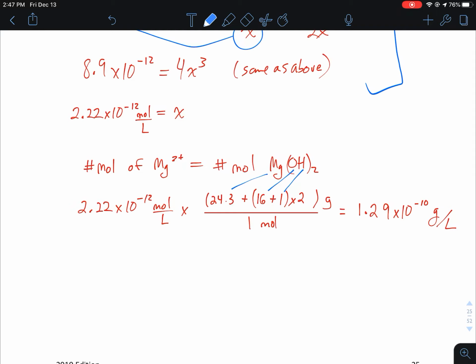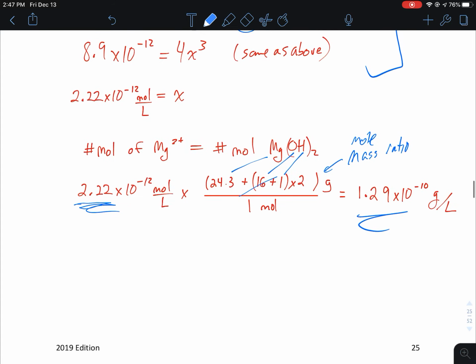And so the maximum amount of magnesium hydroxide you can actually dissolve in solution is to take your molarity, multiply it by the molar mass ratio, mole mass ratio, and that will give you a final concentration in grams. So a gram conversion, really.